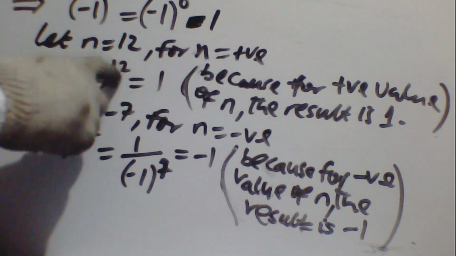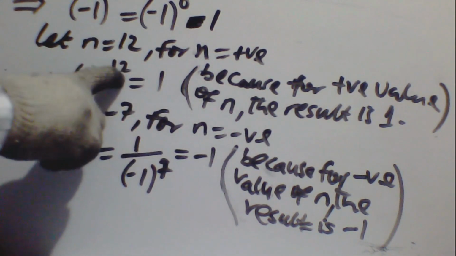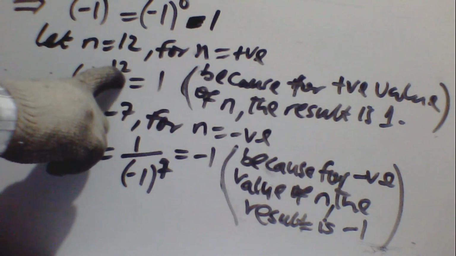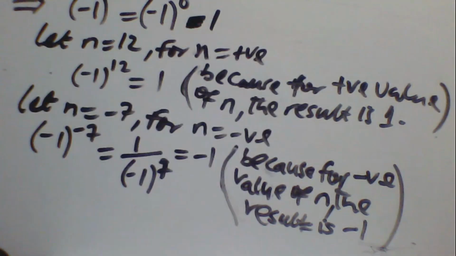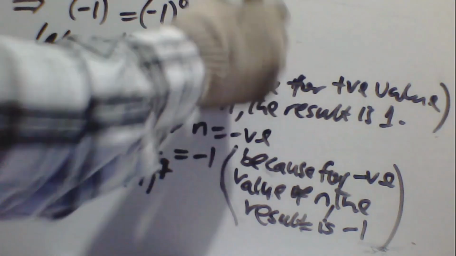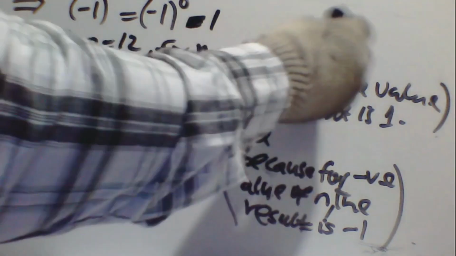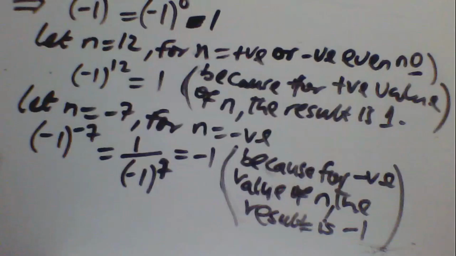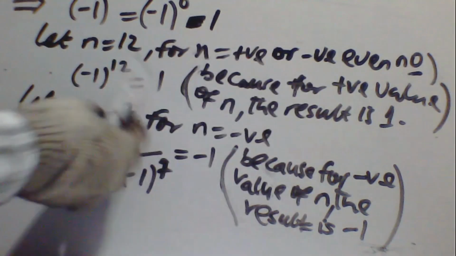The even number, not positive. If you say positive, you made a mistake. Sorry. For n equals to what? Even number. For n equals to positive or negative even number, I hope you see it. For n positive or negative even number, the result will give us 1.